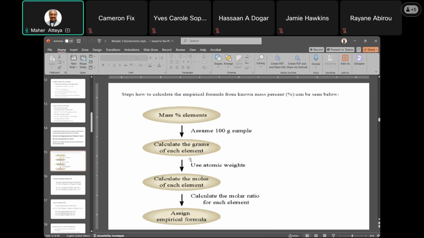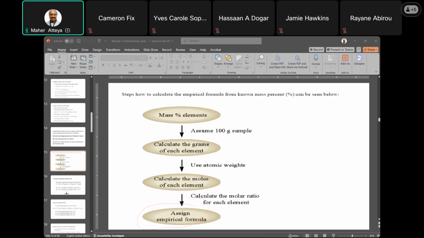So I give you the percentage and then you transfer this percentage to moles, correct? This percentage here is with the assumption that the sample is 100%. With the help of the atomic mass of each element, you can get the number of moles. You divide by the least number of moles to get then the empirical formula.